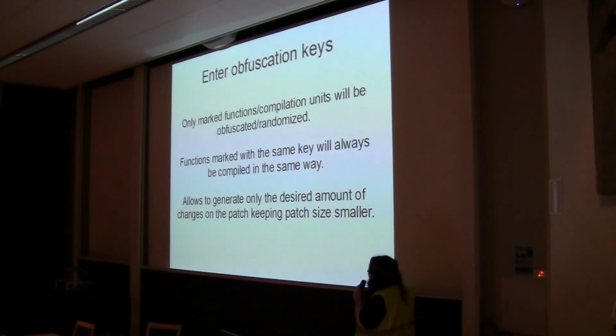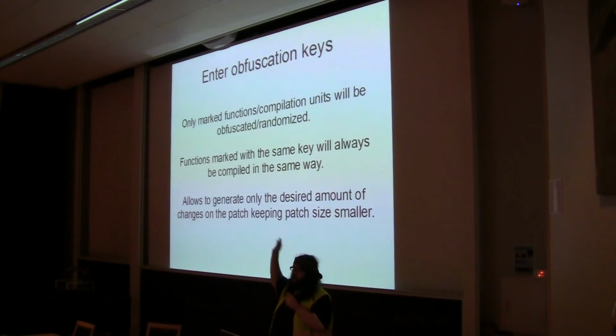What's an obfuscation key? An obfuscation key is a function attribute that will tell you how you have to initialize the pseudo-random number generator. So, if you use the same obfuscation key, you get the same code. If you don't use any obfuscation key, you don't get any randomization or any obfuscation. If you change the obfuscation key, you get a different code.